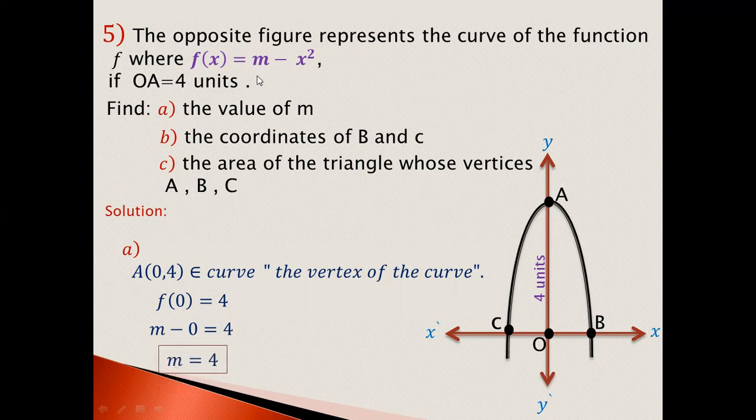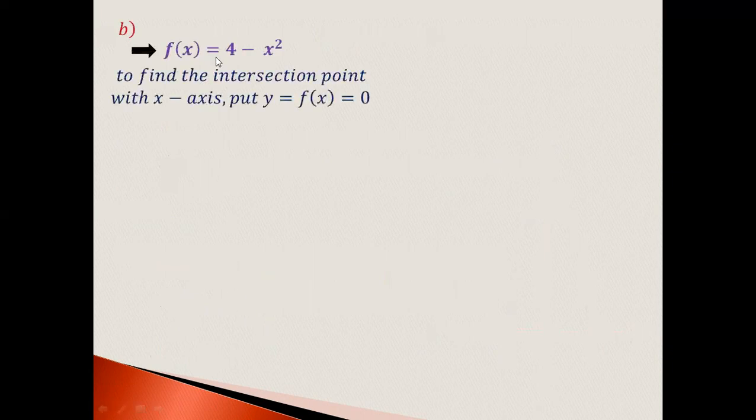Now we can substitute the value of m in the function, replacing the letter m by the number 4. So the function is going to be f of x equals 4 minus x power 2, because m equals 4. And to find the intersection points with the x-axis, we said before that we need to put y equals 0, or f of x equals 0. That means 4 minus x power 2 equals 0. Now we have an equation of second degree in one variable. We can solve it easily.